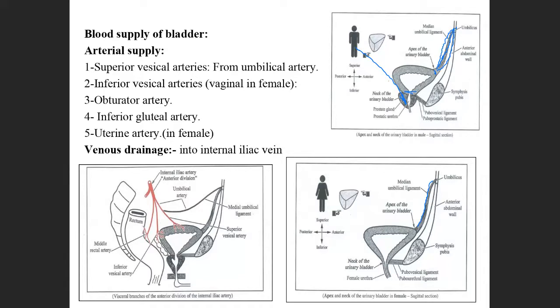Next, what is the blood supply of the urinary bladder? The blood supply of the urinary bladder is the superior vesical artery, the inferior vesical artery in males, and the vaginal artery in females. Also the obturator artery, the inferior gluteal artery, and again the uterine artery in females. The veins are coming from the internal iliac vein.